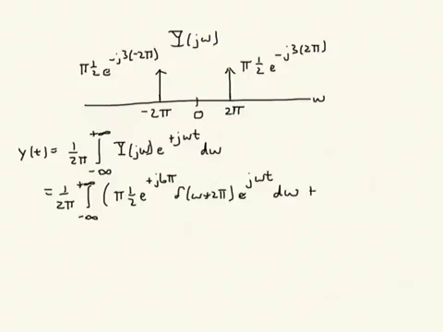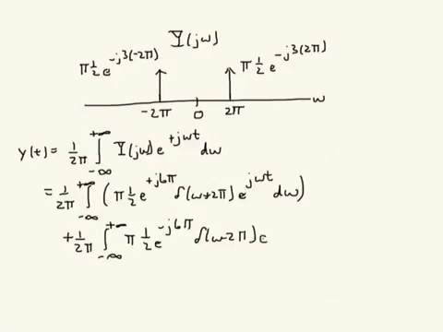Plus, we have a second integral. Plus 1 over 2 pi, the integral from minus infinity to plus infinity, pi times 1/2 e to the minus j 6 pi delta of omega minus 2 pi e to the j omega t d omega.